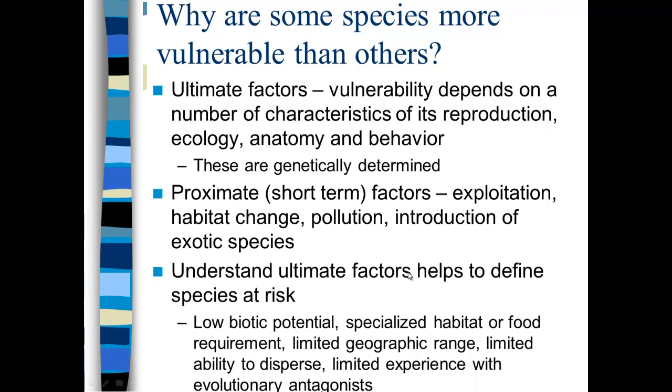And by understanding ultimate factors, we can help to define which species are at risk. Those species that have a low biotic potential, meaning that they do not reproduce quickly, and their reproduction is hampered by lack of genetic fitness. Those that have a specialized habitat that you can only find in certain locations, limited geographic range, limited ability to disperse through islandization, say if their habitat is walled off or isolated from other habitats, and newer species that have limited experience with evolutionary antagonists, things like environmental changes, predators, things like that, these species are going to be at risk.